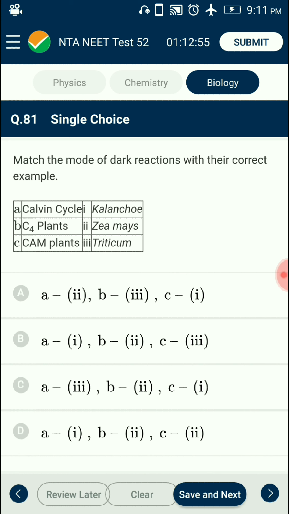CAM plants. Crassulacean acid metabolism pathway is the method of carbon fixation evolved by some plants in dry circumstances where the stomata open during night to take in carbon dioxide to prevent water loss. Kalanchoe belongs to the family Crassulaceae and shows the CAM pathway of carbon fixation. Triticum, generally called wheat plant, uses the standard method of carbon fixation, that is the C3 pathway. Maize, Zea mays, shows the C4 pathway as it grows in dry tropical climates. So the correct answer is option C. The correctly matching option is C.